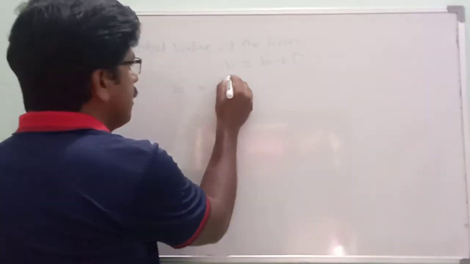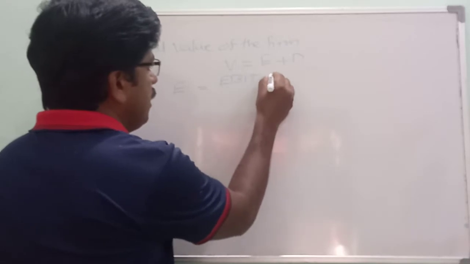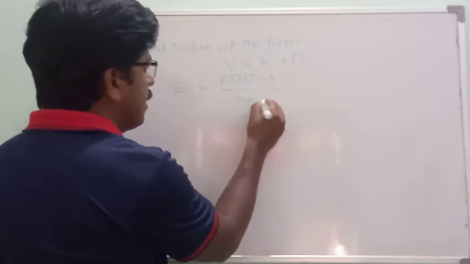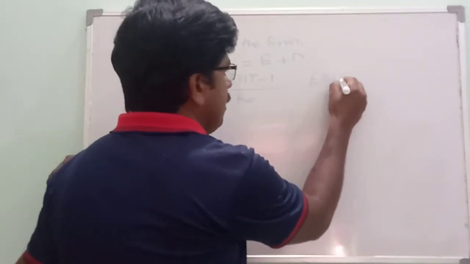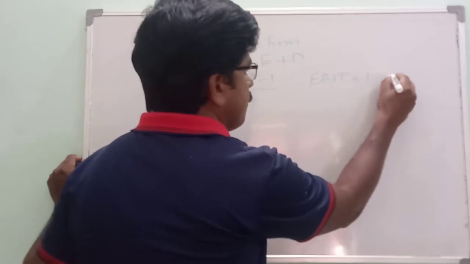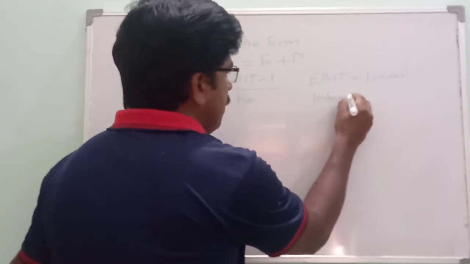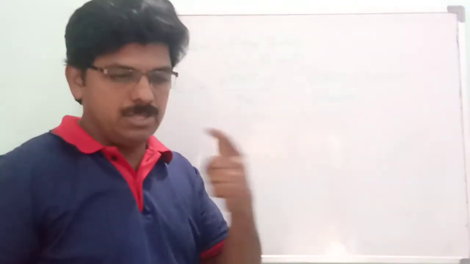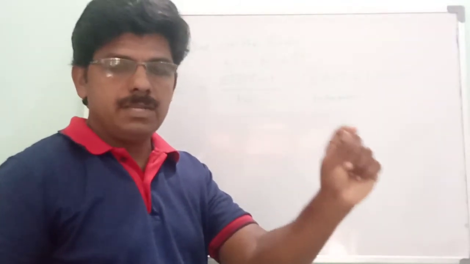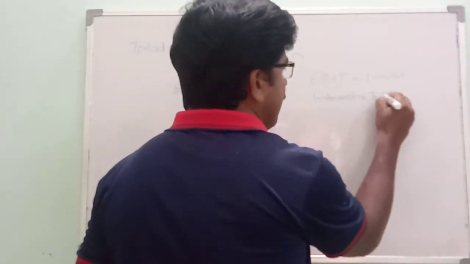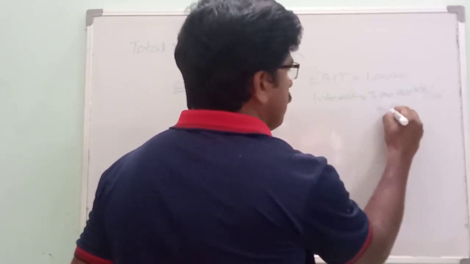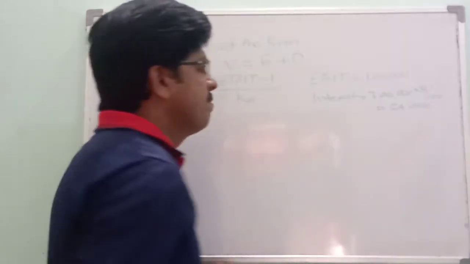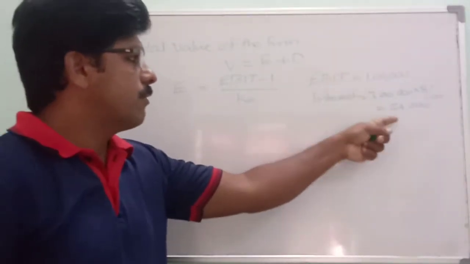E is equal to EBIT minus I divided by K. EBIT is given in your question: EBIT is equal to rupees 1 lakh. What is I? Interest. Interest is given as 8% of the total amount of debt capital. Debt capital is equal to 3 lakh. 3 lakh into 8 by 100 is equal to 24,000. I is equal to 24,000. EBIT is equal to 1 lakh rupees.